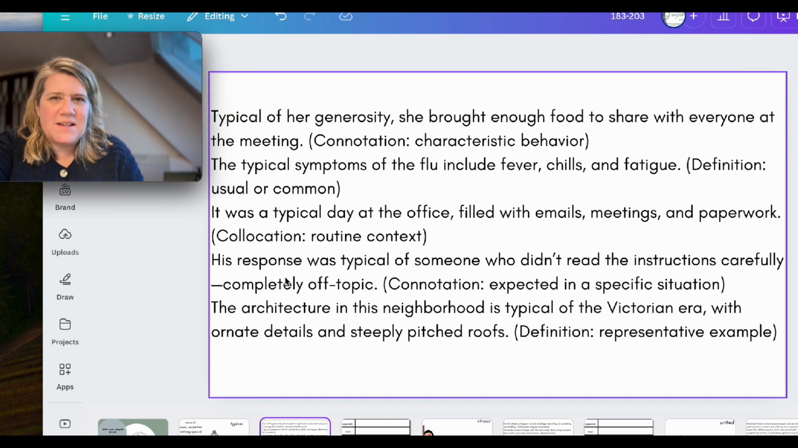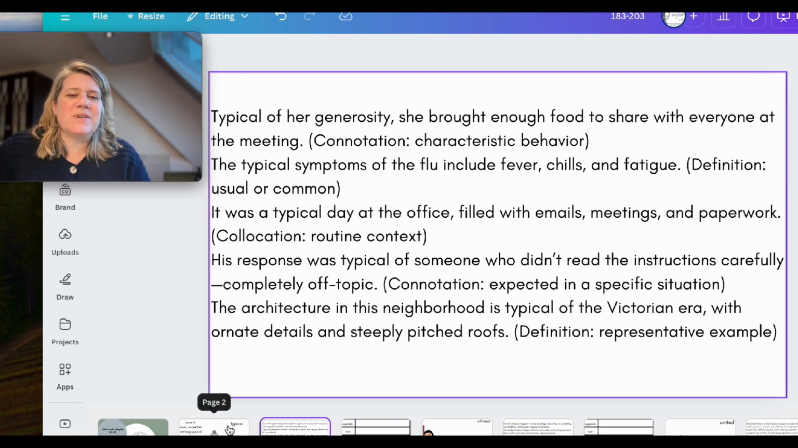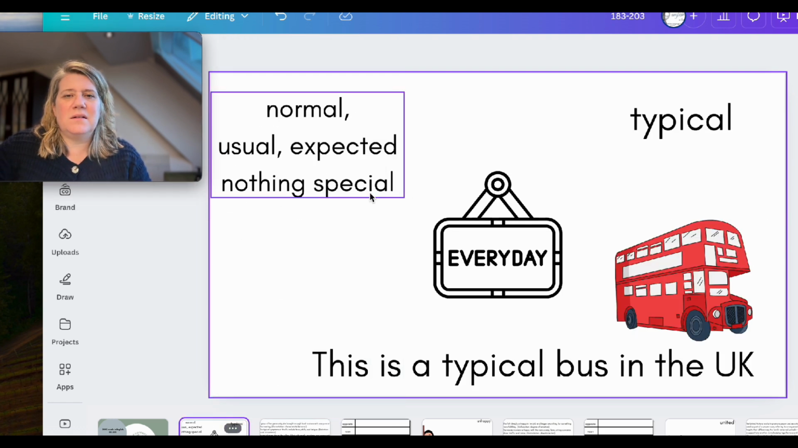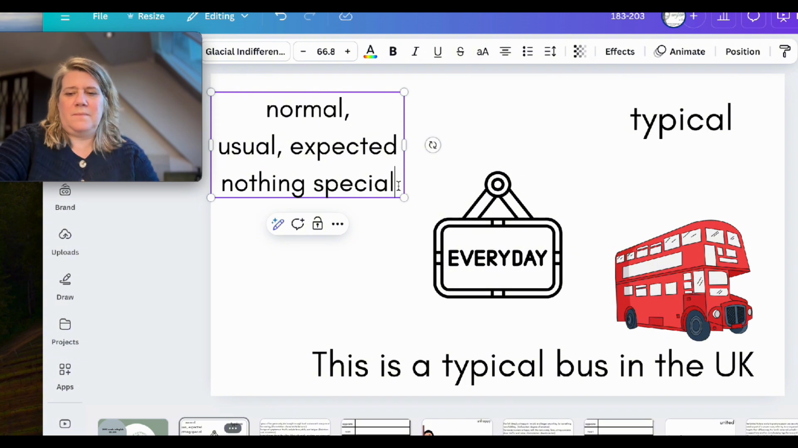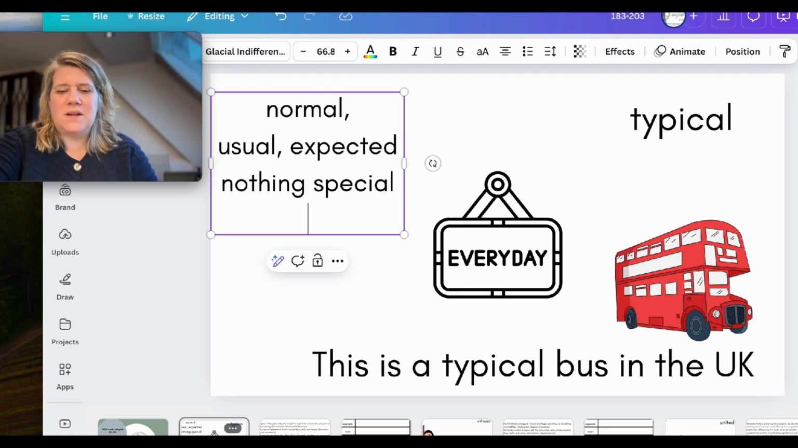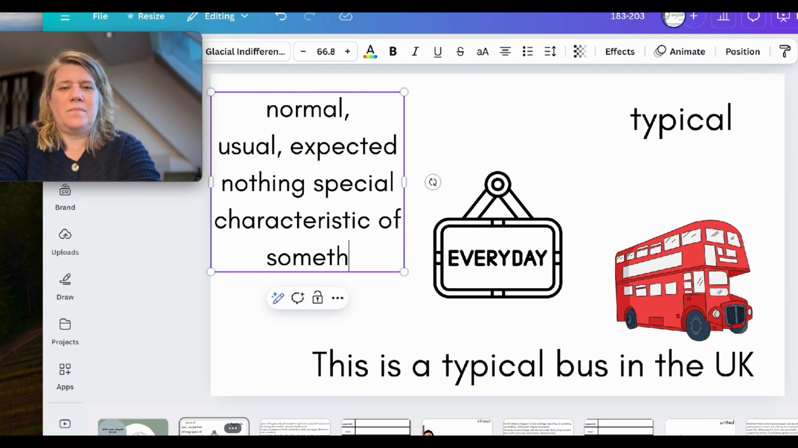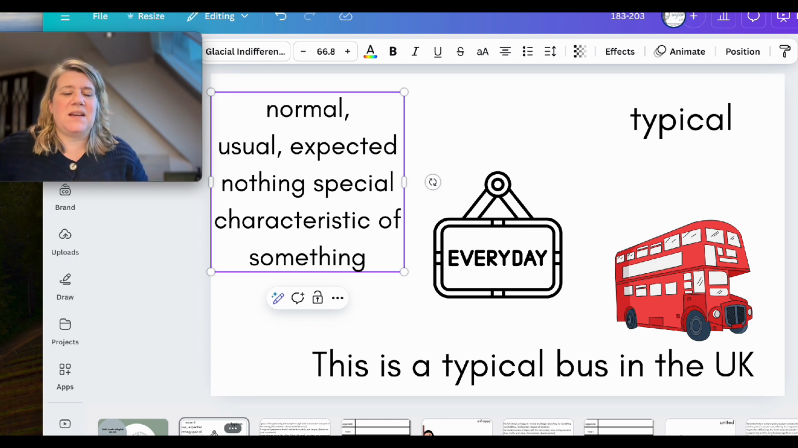Typical of her generosity, she bought enough food to share with everyone at the meeting. So this is characteristic of her behavior. So typical can also be characteristic. Characteristic of something is typical. Within character. Characteristic of something is typical.